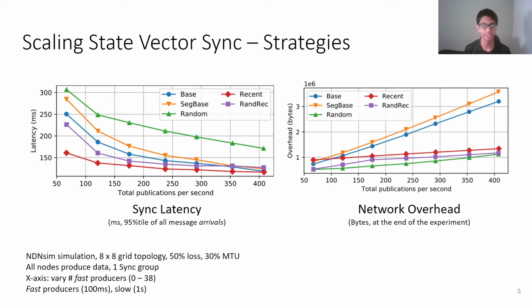On the left-hand side, you can see that the sync latency for the recent and the random recent strategies remains very low. It's in fact even lower than the baseline SVS. On the right-hand side, we can see that the network overhead remains low for all three partial state vector strategies compared to baseline SVS, indicating that it enables better scalability. These results together indicate that using partial state vectors is a promising direction for scaling state vector sync, and so it needs further work for getting better strategies and more investigation on how this works. Thank you.